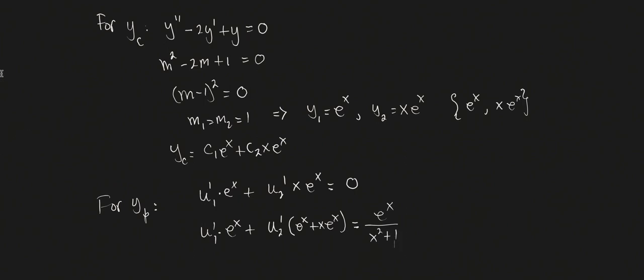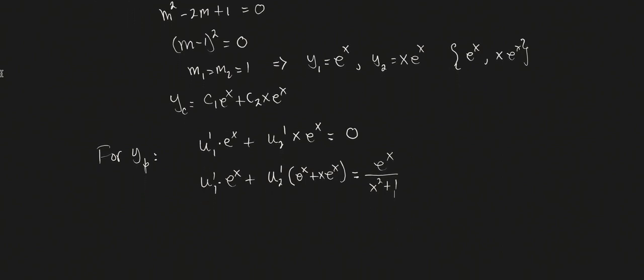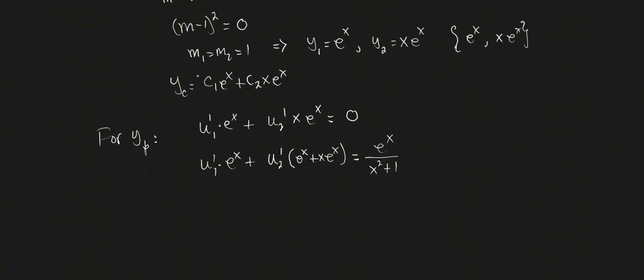All right, next up, let's write down the determinants that are needed when using Cramer's rule to solve this system for u1 prime and u2 prime. So let's write down the three determinants. The first one is our Wronskian, right? In fact, we have the e to the x, and then x e to the x, and then e to the x, and then e to the x plus x e to the x, right? So let's go ahead and compute it.